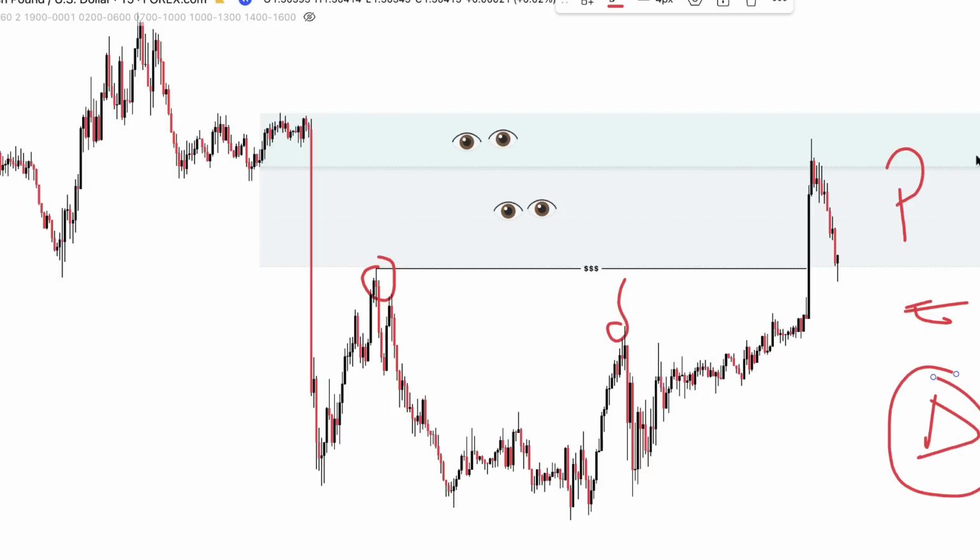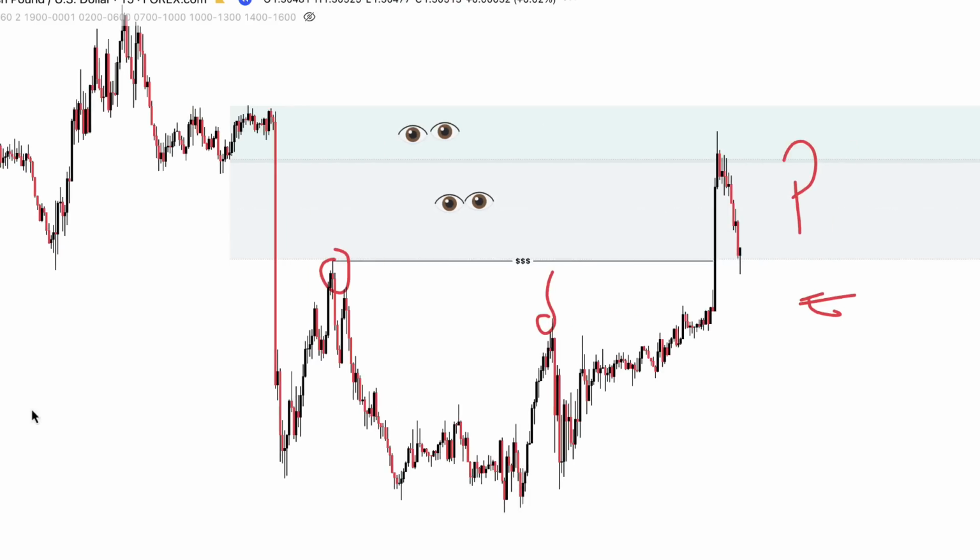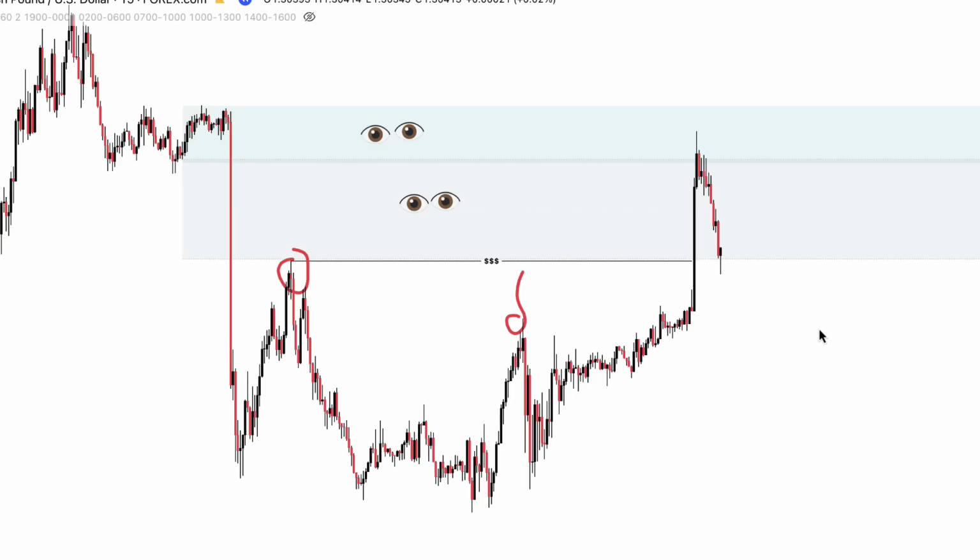This time around, we take D out of the equation. And we deal with what? We deal with P and E. Alright? So now that price is finally in the point of interest where our eye levels are, what do we do? We wait for confirmation, of course. Confirmation, guys. 2 ways to do it. Aggressively, or you can do it conservatively.